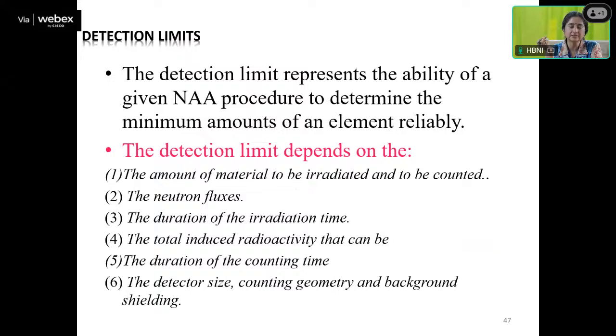In the case of NAA, detection limit depends on the amount of material to be irradiated and counted, neutron flux, duration of the irradiation time, total induced radioactivity in the sample after irradiation, duration of the counting time, and detector size, counting geometry, and background shielding. So all these factors can affect your detection limit.